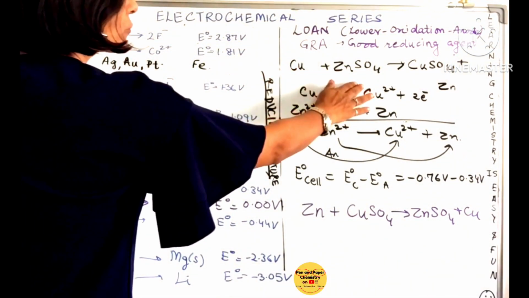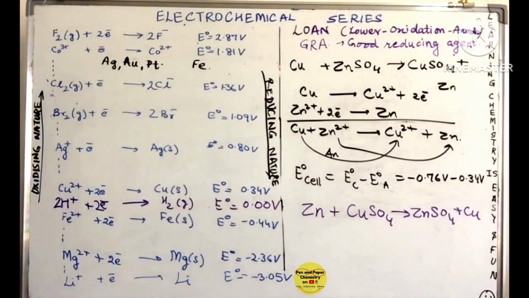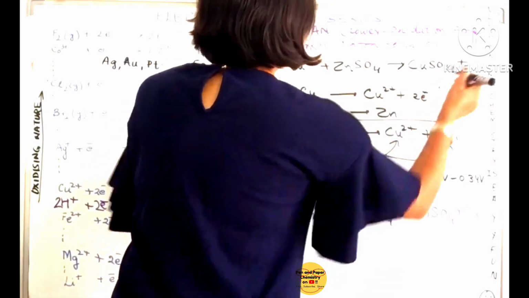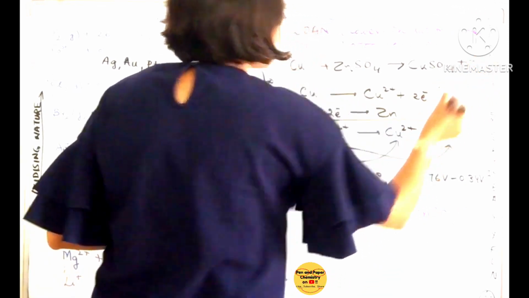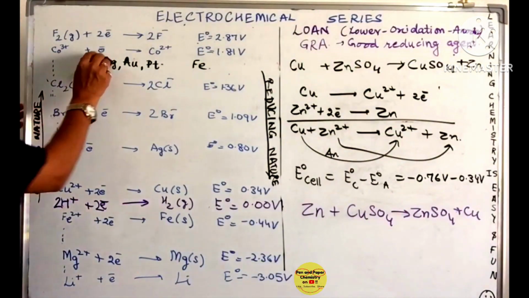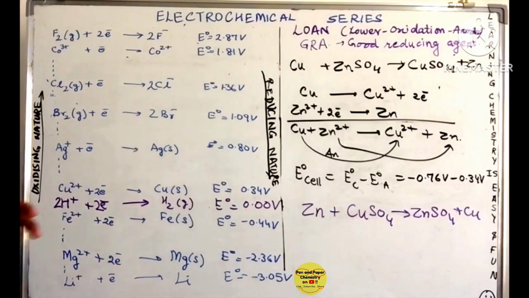Cu plus ZnSO4 gives you CuSO4 plus Zn. We have to check, we're not sure as yet, whether this particular reaction is feasible or not. Feasible means whether it will take place or not. So what do we do? Yes, you can tell me that it will not take place. I agree with you. Now let's suppose you have to prove that mathematically. How do you do that?